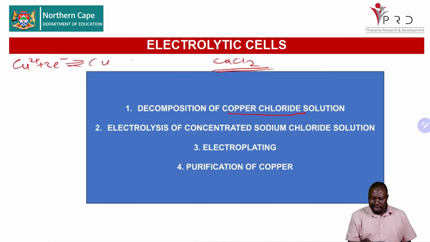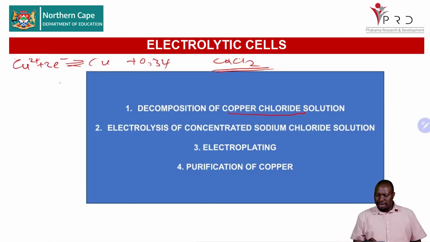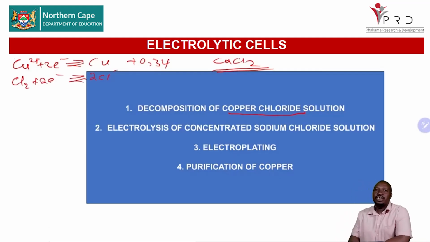And then that is positive 0.34, and then you have your 2Cl minus, that is a negative. I'll check. You have your Cl2 plus 2 electrons forming 2Cl minus, and you are simply looking for the 2 reactions that form copper and chlorine, which means the forward reaction of this one forms copper, which means here you will write your arrow forward because it will form copper.